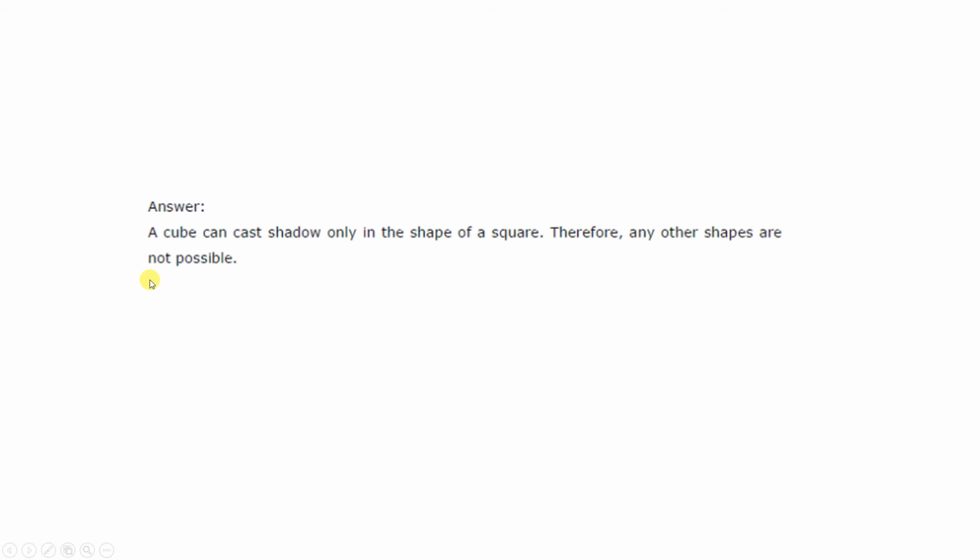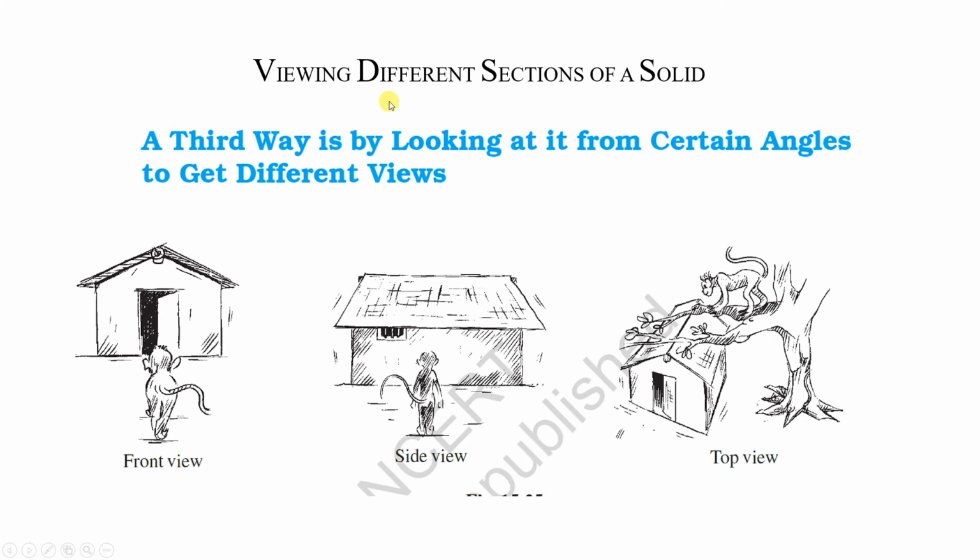So this exercise is over. Now after this exercise, there is one topic in your textbook that we will see. This is the last topic of this chapter. As we have learned about viewing different sections of a solid, the first way we have learned is nothing but a slicing method, a slicing game. Then we have learned about the second method, which is nothing but shadow play. And the third way to view different sections of a solid is looking at it from certain angles to get different views.